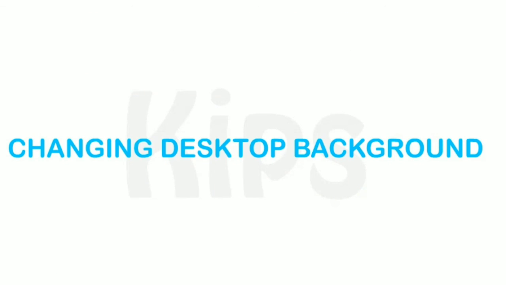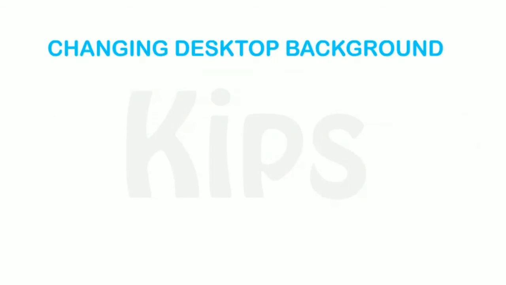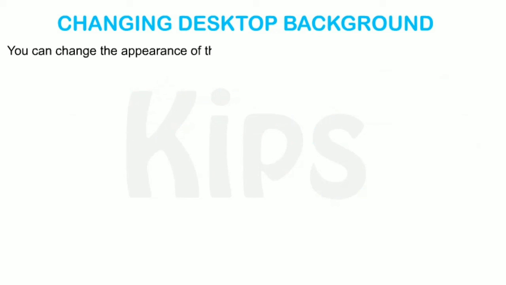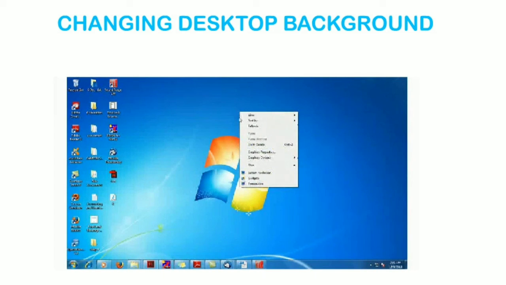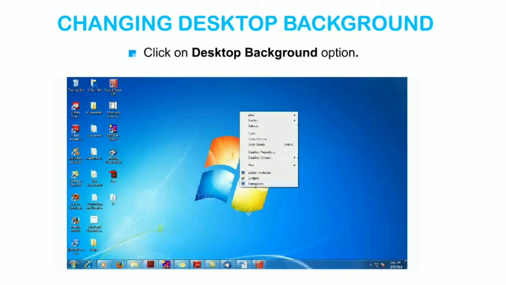Let us now learn how to change the desktop background. You can change the appearance of the desktop background according to your choice. Right-click on the blank area of the desktop. You will get a list of options. Select the Personalize option. The Personalization dialog box will appear. Click on Desktop Background option.